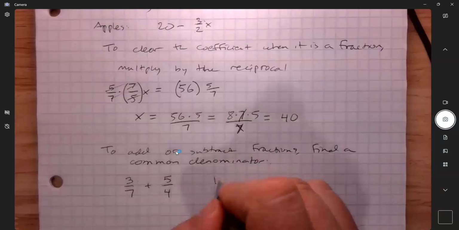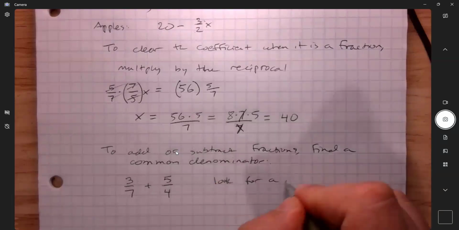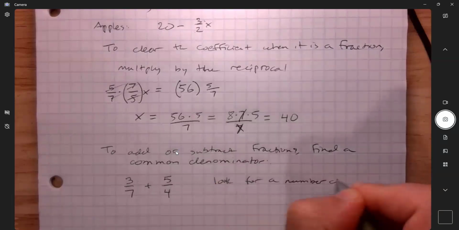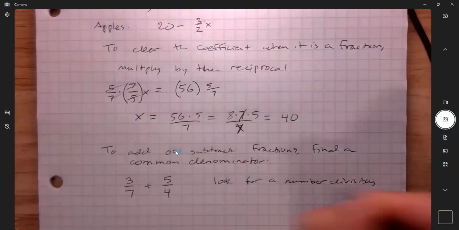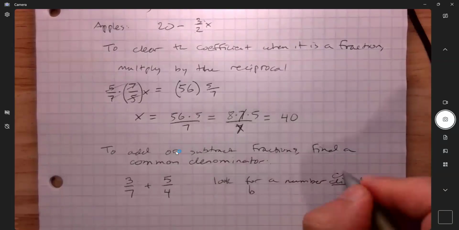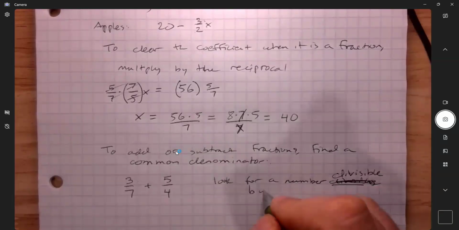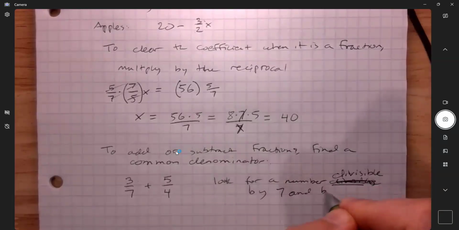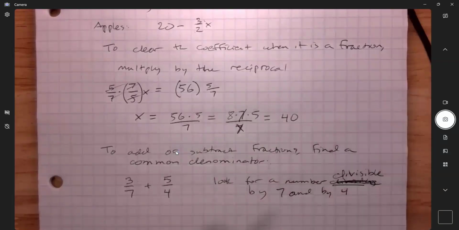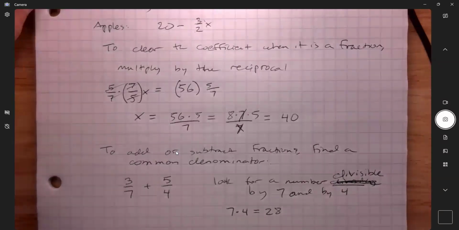So I look for a number divisible by 7 and by 4. Divisible means that I can divide. Now there's a foolproof way to figure that out. You can always just multiply those numbers together. 28. So 28 will definitely be divisible by 7 and by 4 because I built it by multiplying 7 and 4.